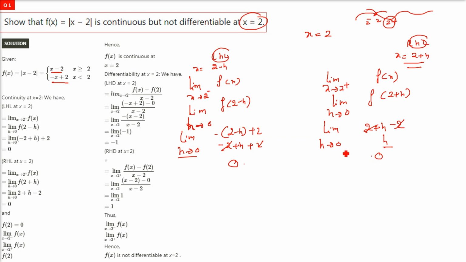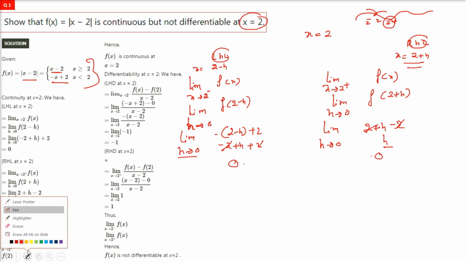Now we have to check for the differentiability. If the function is not continuous, it may be differentiable, it may not be differentiable. This will remain what I told you in the earlier discussion. The opening of mod x minus 2 is independent of other things. Mod x minus 2 is x minus 2 when x is greater than or equal to 2. Mod x minus 2 is minus x plus 2 when x is less than 2. So we are coming to actual differentiability now.